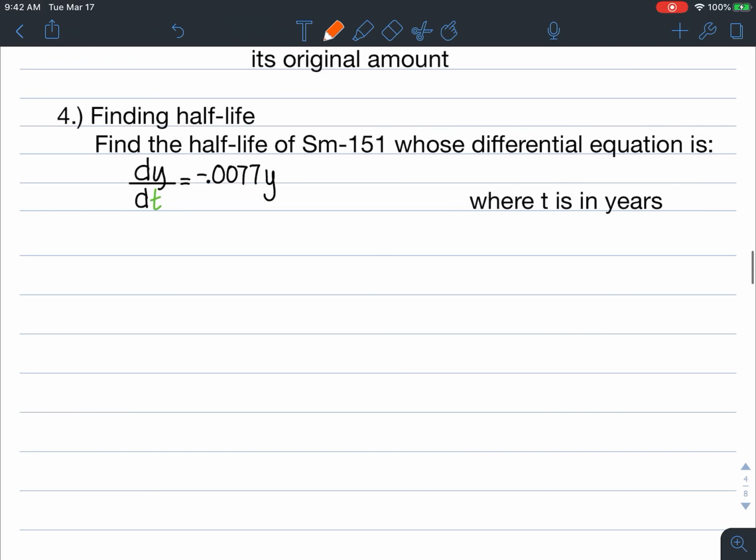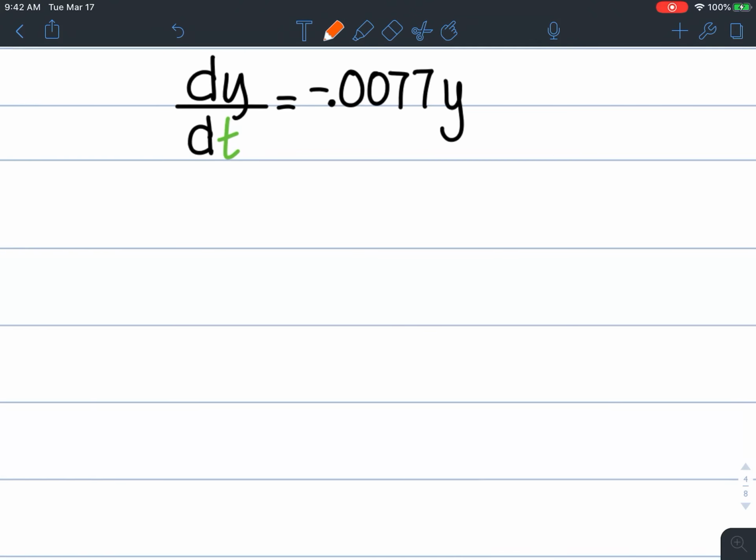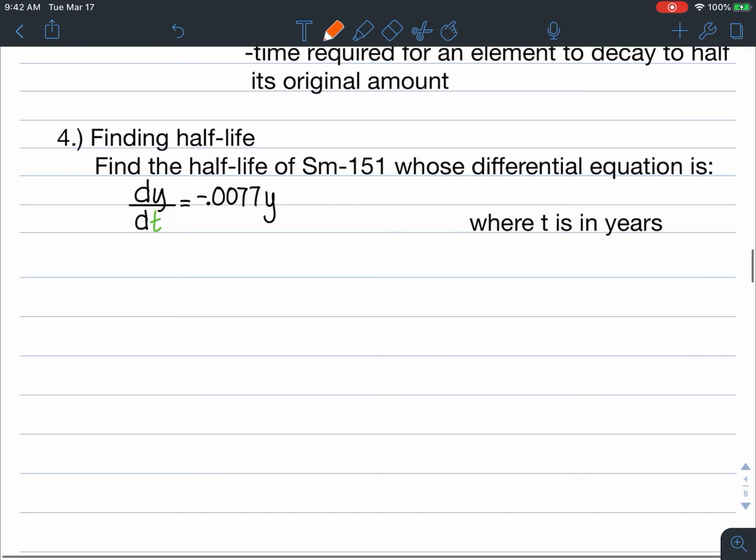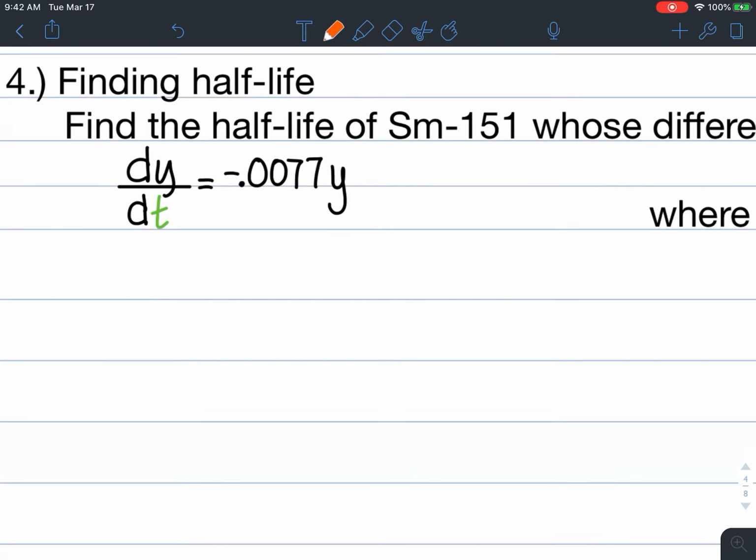Okay. The half-life is only somewhat helpful because we really need to know what that exponent is in the equation, the k. Okay, but we're going to find that right here. Find the half-life of samarium-151, whose differential equation is dy/dt equals negative 0.0077y, and t is in years. Okay, so in order to find the half-life, we're going to have to solve this differential equation.